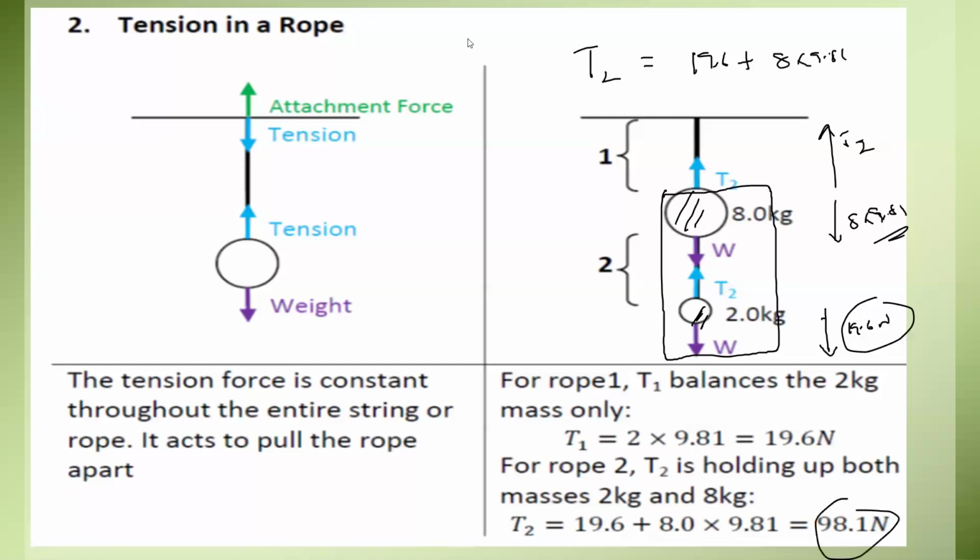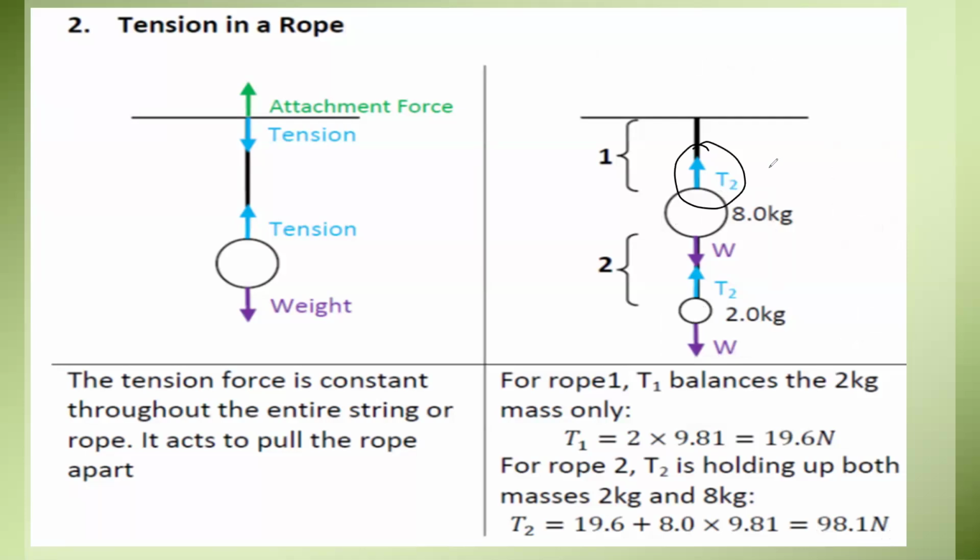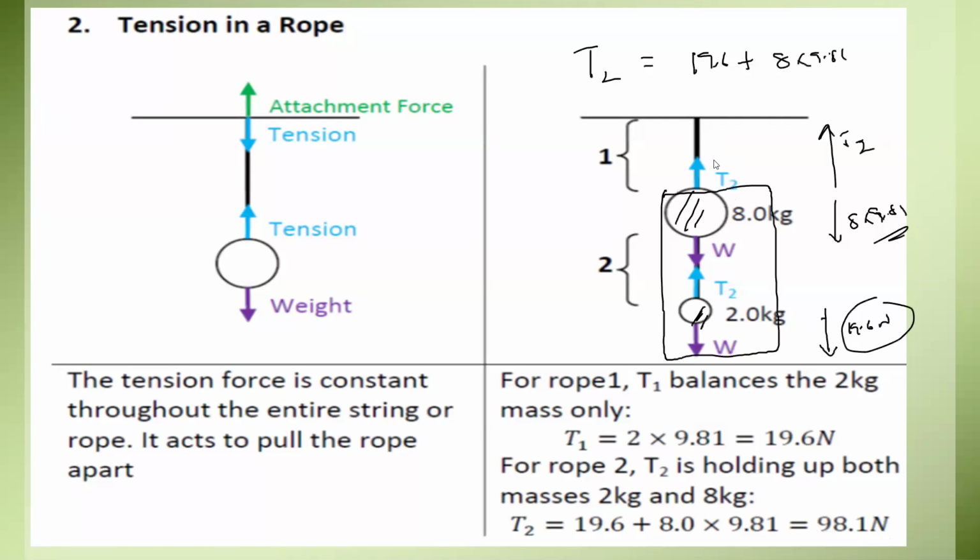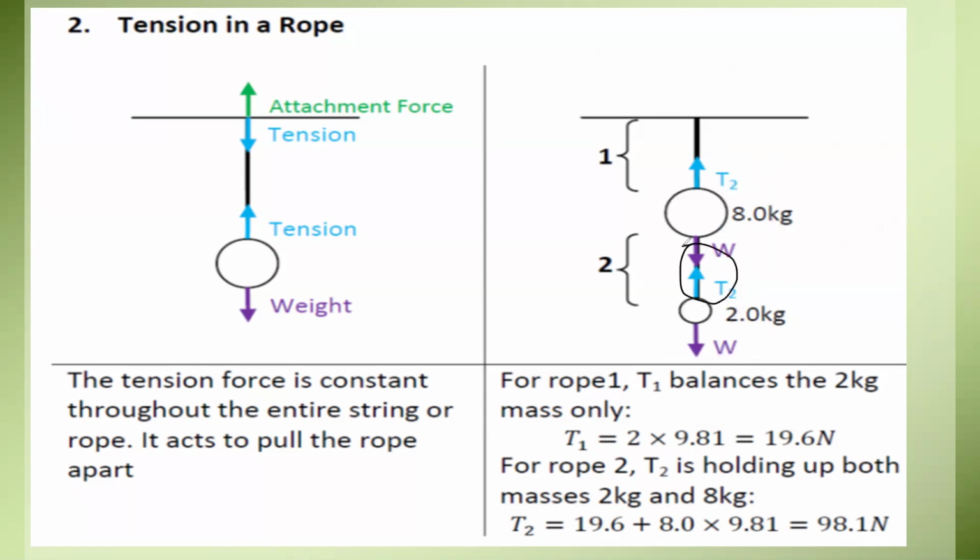So the tension in this rope will be higher. Why is the tension in this rope higher? Because it is holding the two objects. But the tension in the lower rope is lower. Why? Because it is only holding one. Yes, there will be an attachment force if I consider this point, but we are not considering that. We are considering first an object alone and then the objects together. Is this example clear? Any doubt in this?